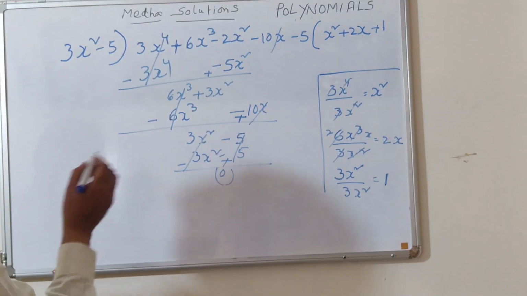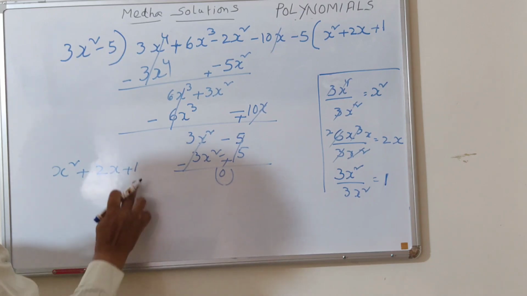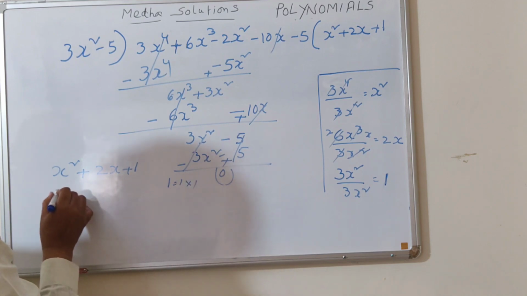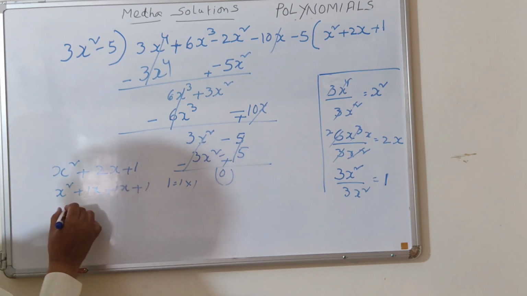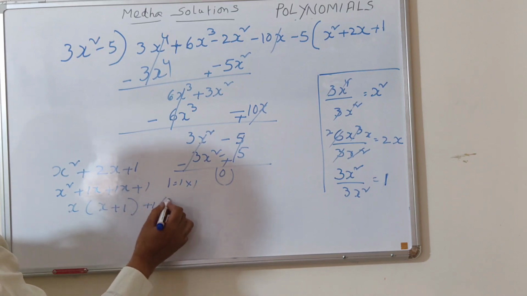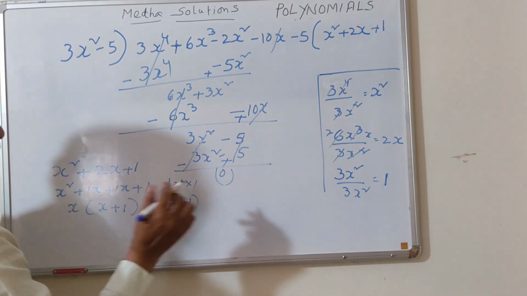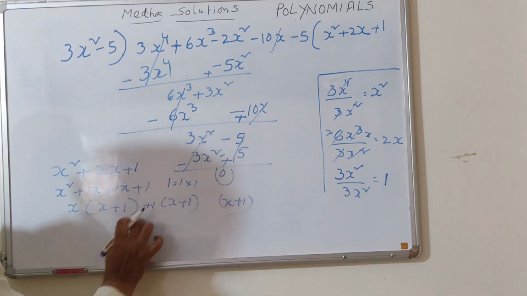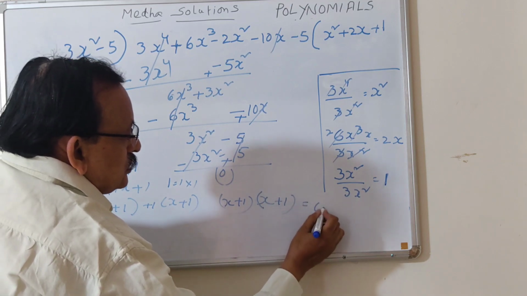Now taking that x² plus 2x plus 1, the factors of 1 are 1 into 1. So x² plus 1x plus 1x plus 1. Take x common here, x plus 1, and here plus 1 common, again it is x plus 1. So the factors are x plus 1 into x plus 1, equal to 0.